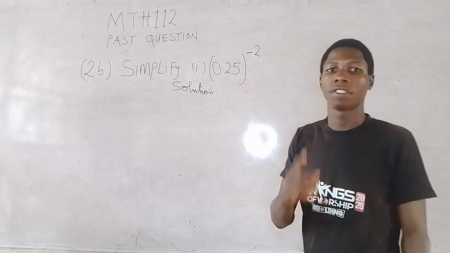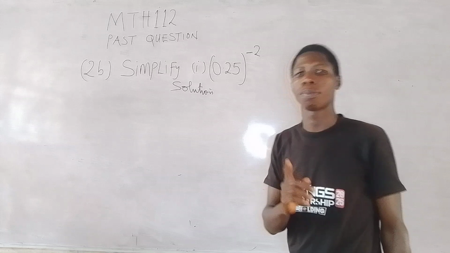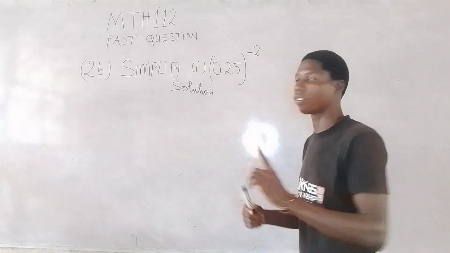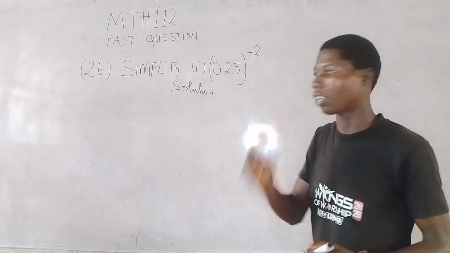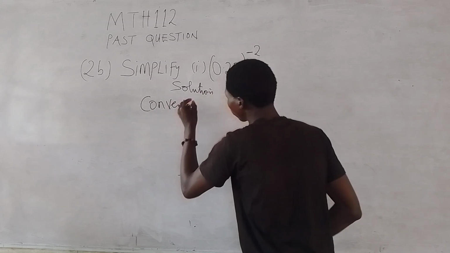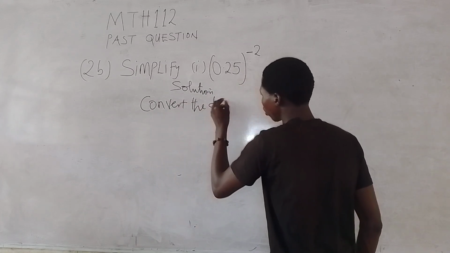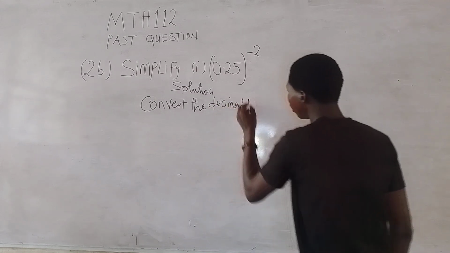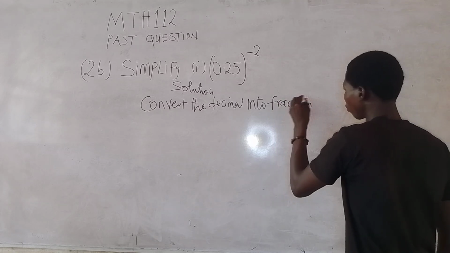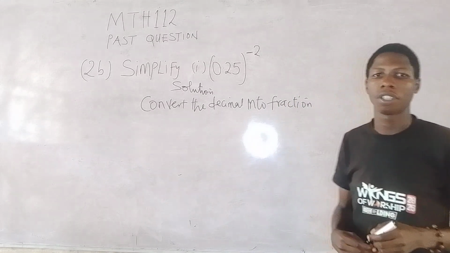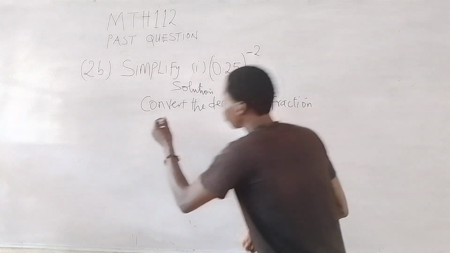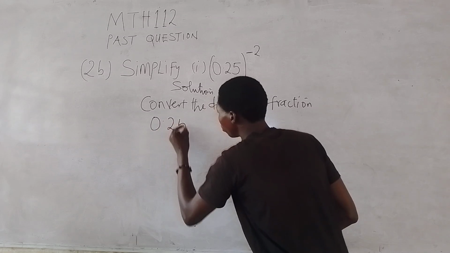For you to solve this question, the first thing that you do is to convert the decimal into fraction. This is what I'm saying, solution. To solve this question, first of all, convert the decimal into fraction. How do we convert the decimal into fraction? They gave us 0.25 raised to -2. Write the 0.25 raised to -2. This is the equation being given to us.